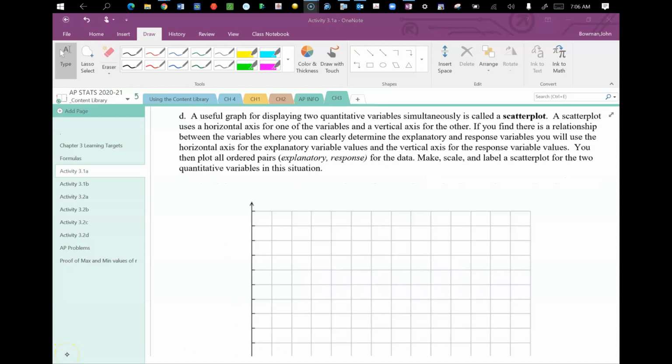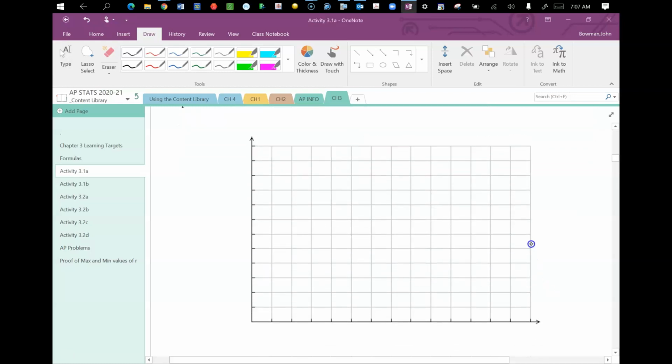So what I'd like you to do now is make a scatter plot. And as I said before, the scatter plot is going to be a plot of the points associated with x values as the explanatory variable and y values as the response variable for each of the cars. So take some time, scale and label both of the axes appropriately, and title the graph, and then plot each of the points for each of the cars.